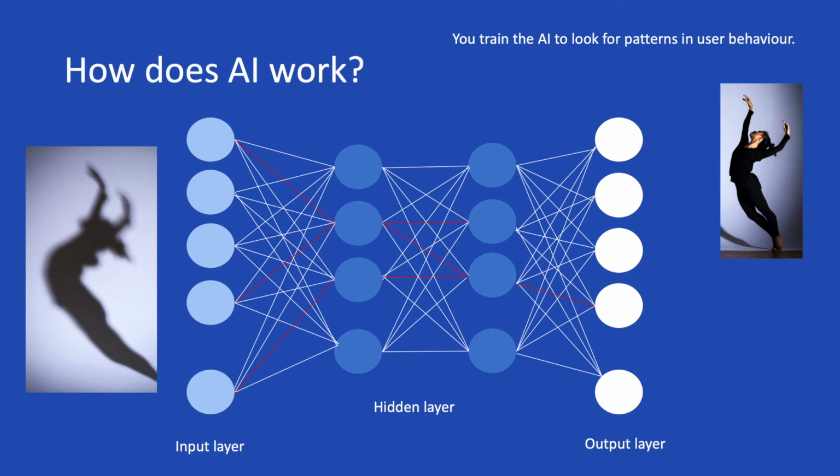In our case, we would feed the AI with a shadow, and then it will say, based upon my learning and my knowledge, this is a shadow dancer. So this is the principle, and that's what you do when you train your AI to look for patterns in user behavior. In this example, our AI has been trained to look for patterns that can explain what's behind the shadow. This is the basic principle that AI is used for in general.